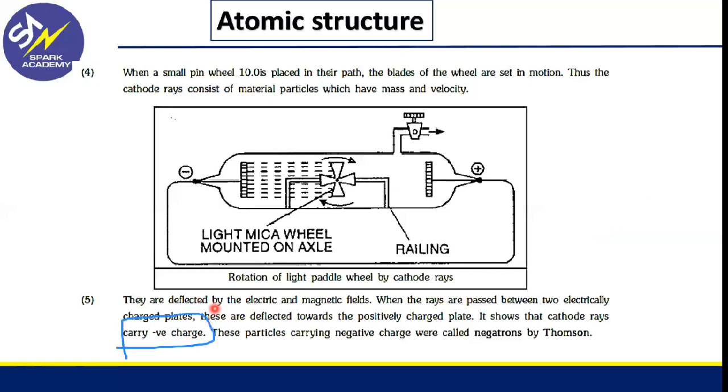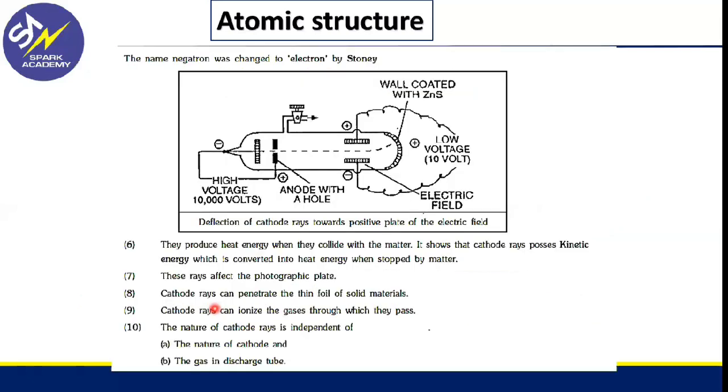So J.J. Thomson called them negatrons. What did he call them? Negatrons. James Plucker was the first scientist who actually observed these rays. And Thomson observed that when they were placed under an electric field, they were deflected towards the positive electrode, and thereby he called them negatrons because they have negative charge. This name negatron was changed to electron by a scientist called Stoney.